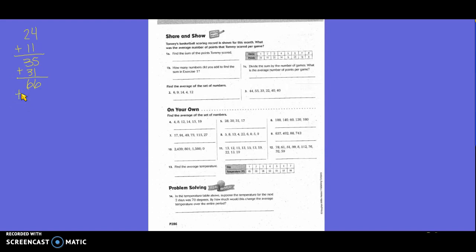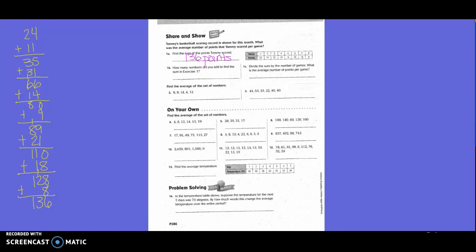56 plus 14 and get 80 plus 9 gives me 89 plus 21 and that gets me 110 plus 18 and that gets me 128 plus 8 and that gets me 136. So what do I put on 1A? 136 points.